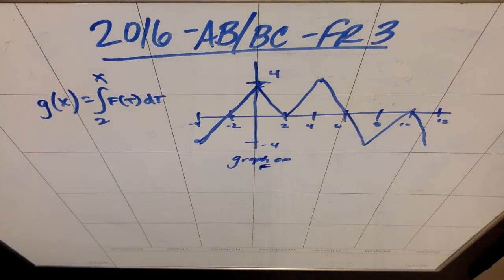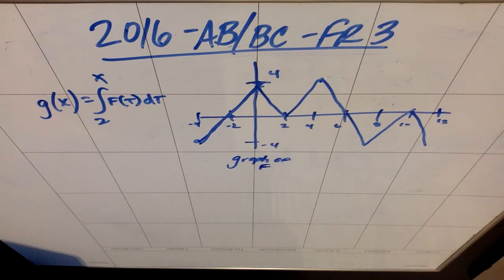We are at AP Review. This is 2016 AB/BC Free Response 3. The figure here, much better on the actual AP problem than my terrible drawing, is the graph of a piecewise linear function f from negative 4 to 12 for the values of x. G of x is the integral from 2 to x of f of t dt.